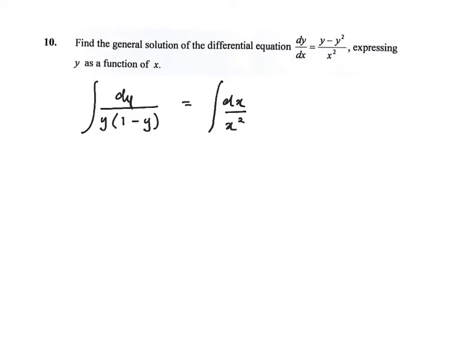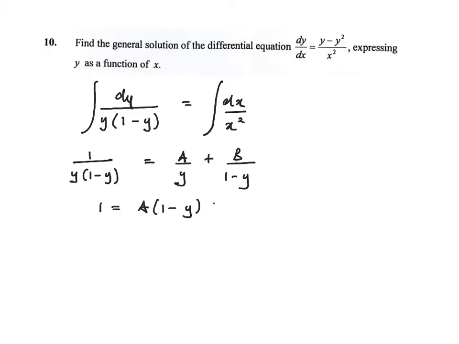Now the right hand side is not a problem. The left-hand side requires partial fractions, so 1 over y(1 minus y) equals a over y plus b over 1 minus y. 1 equals a lots of 1 minus y plus by.